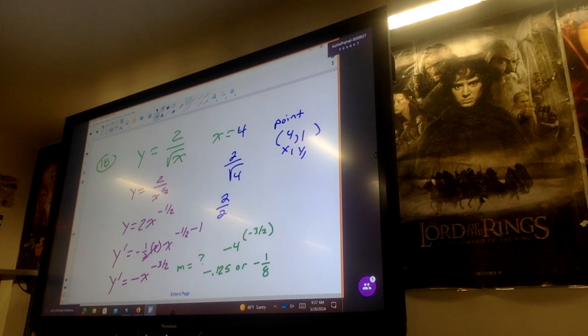And then I can plug in a point slope. So I'm going to get y minus 1 equals negative 1/8 or negative 0.125, times (x minus 4). There's our derivative. That's our equation of the line that is tangent at 4 of that particular equation. Woo, baby.